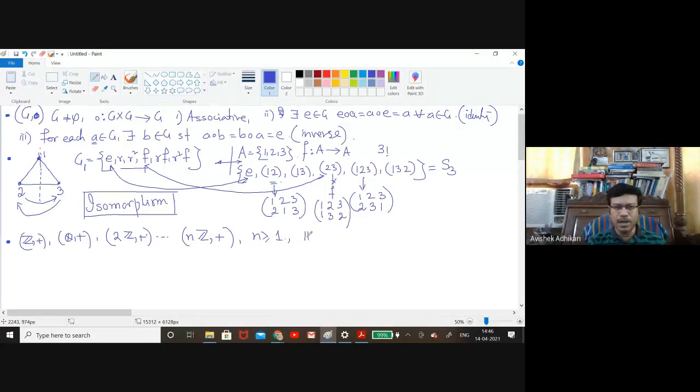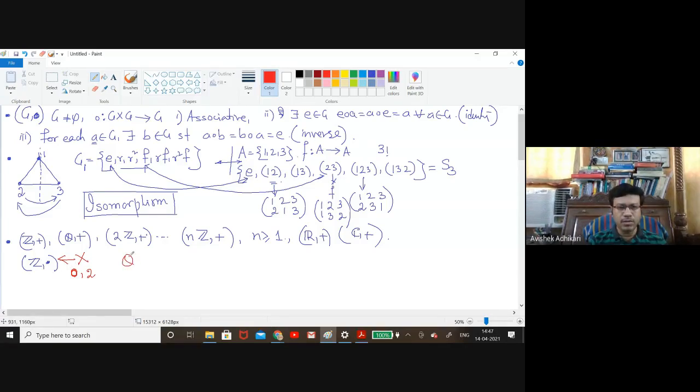Then we have R plus, then we have C plus, and if you are bored enough with this addition, then you may think of something different. For example, we started with Z with respect to multiplication, but in my last class somebody pointed out that that cannot be a group because you cannot have the inverse of 0 in Z. Also, you cannot have an inverse of 2 in Z with respect to this multiplication. So this does not form a group.